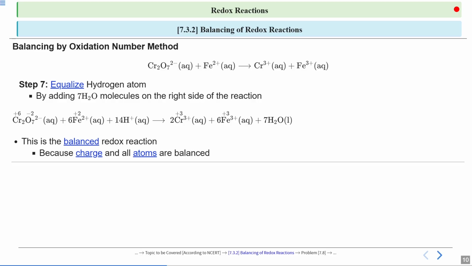I hope this oxidation number method is clear to you. Right now we have considered the example for the acidic medium. In further slides, we will also consider one example for the basic medium.